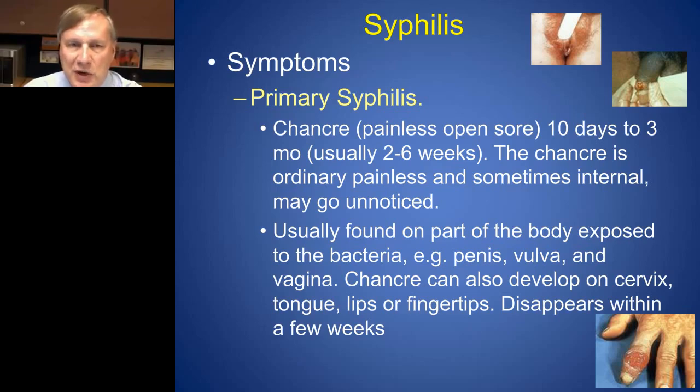Primary syphilis is usually marked by the classic chancre, or the painless open sore, that we see from 10 days to 3 months, usually in the period of 2 to 6 weeks. The chancre is ordinarily painless, sometimes internal, and oftentimes will go unnoticed. It's usually found on the part of the body exposed to the bacteria. For example, the penis, the vulva, the vagina, but the chancre can also develop on the cervix, the tongue, lips, or fingertips, as you can see in the lower right-hand part of this slide. And it self-resolves or disappears within a few weeks on its own.